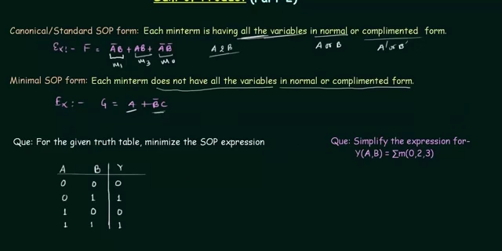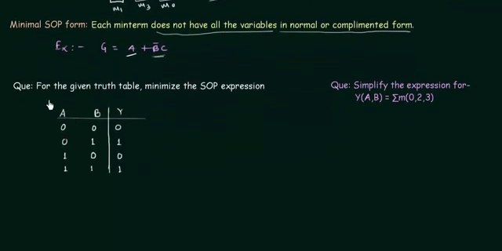Now we will move to example number 1. In this we have the truth table that you can see, and for the given truth table, minimize the SOP expression. So let's see how we can get the SOP expression by using this truth table. So let's move to our solution.